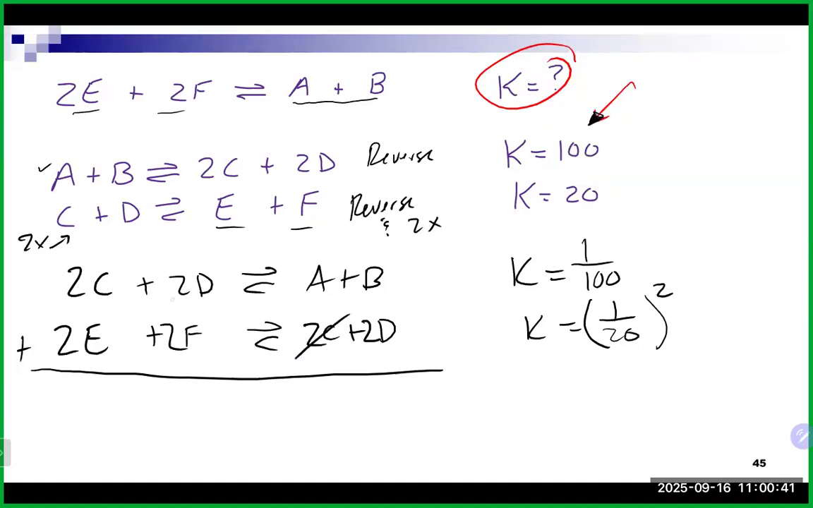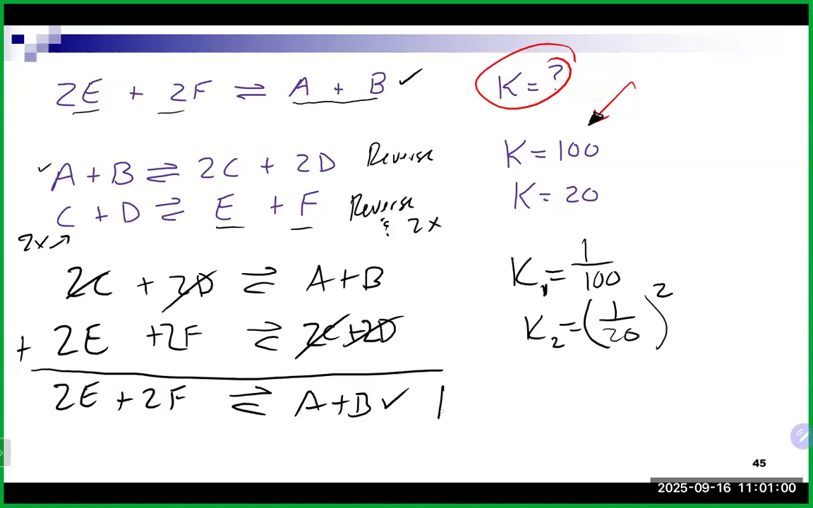So obviously C and C will cancel, D and D will cancel. Everybody on the left-hand side stays there. 2E plus 2F goes to A plus B. So that looks like a winner here in terms of our overall reaction. I'm just going to call this K1 and K2. So my Kc for this would be K1.